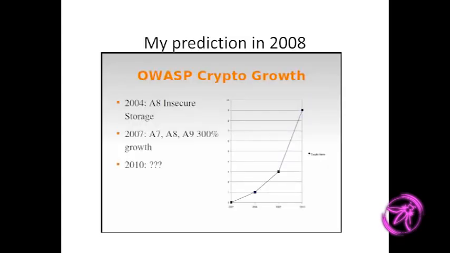I originally did this presentation in 2008 for the Twin Cities local OWASP chapter. And I saw that in 2004, there was only one crypto item in the top 10. In 2007, there were 3. That was a 300% growth. So I predicted maybe in 2010 there'll be 9 items in the top 10 that are all crypto related. Fortunately, that did not actually happen. Sort of.